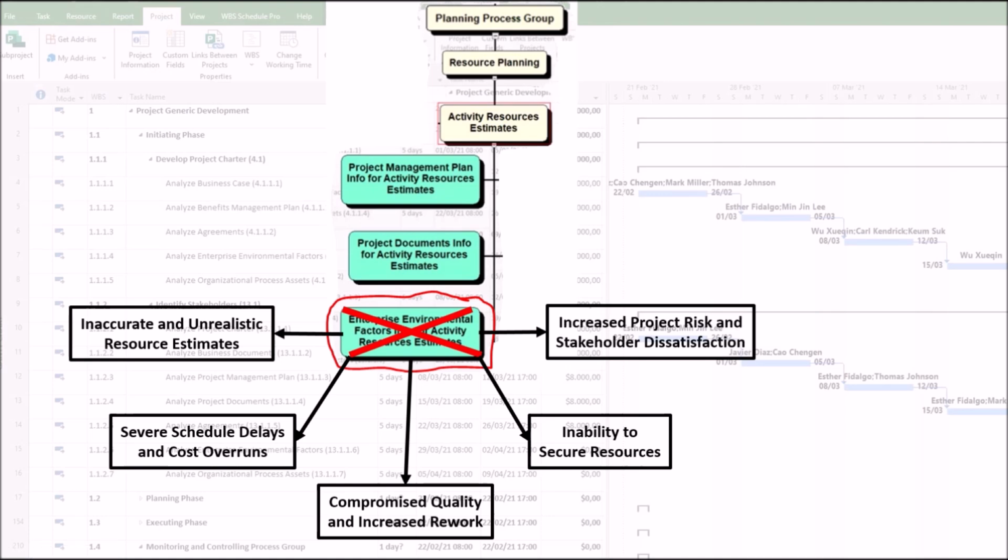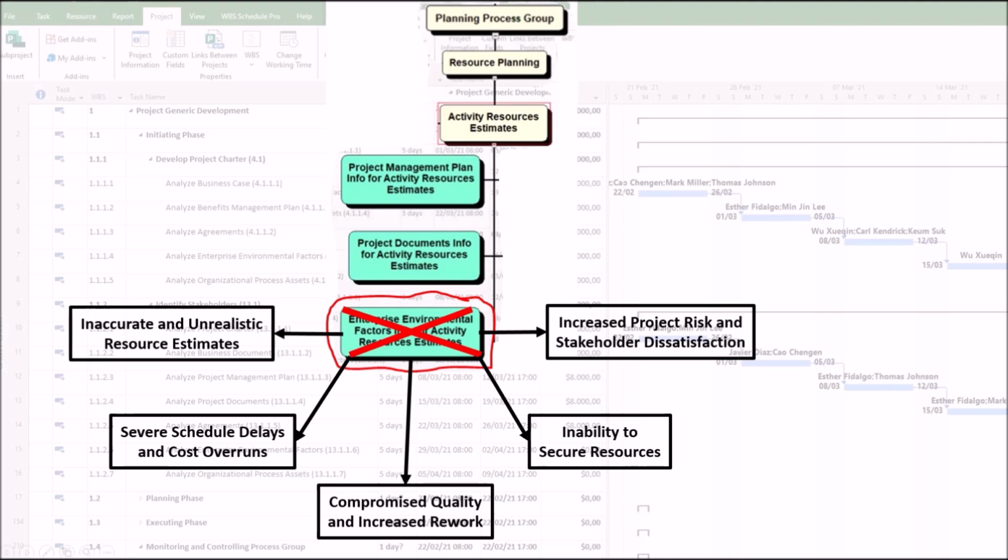5. Increased project risk and stakeholder dissatisfaction. All the issues above converge to create a high-risk environment and erode stakeholder confidence. The problem here is that you present a plan that is not grounded in the organization's reality. As a result, when delays and cost overruns inevitably occur, stakeholders, including sponsors and clients, lose trust in the project manager and the team. The project's perceived value plummets as its costs rise.